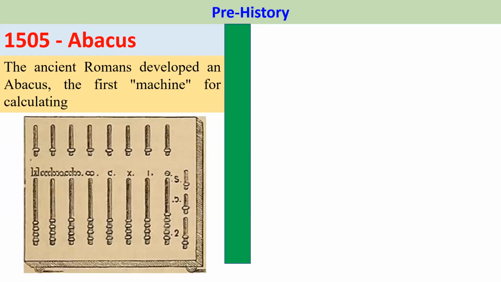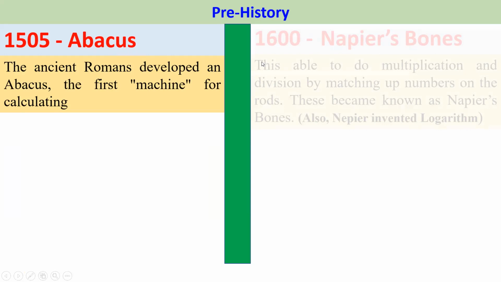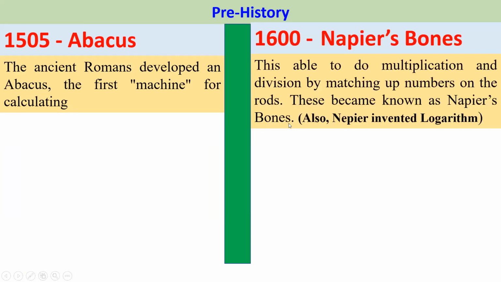Right. Then another view of this abacus here. Abacus is the first milestone, in 1505. Then in 1600, Napier's bones.